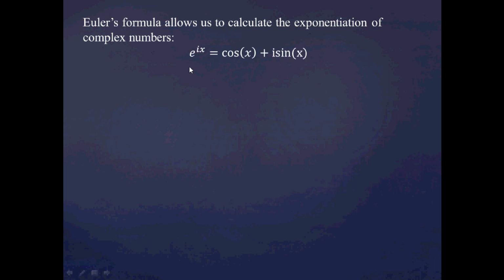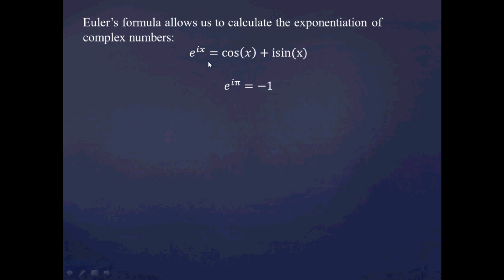And what I mean by that is that if we have e as a base, and we raise e to some complex number power, Euler's formula allows us to give the complex number that results from that computation. And it says that e to the ix power is going to be cosine x as the new real part, plus i times sine x as the new imaginary part.